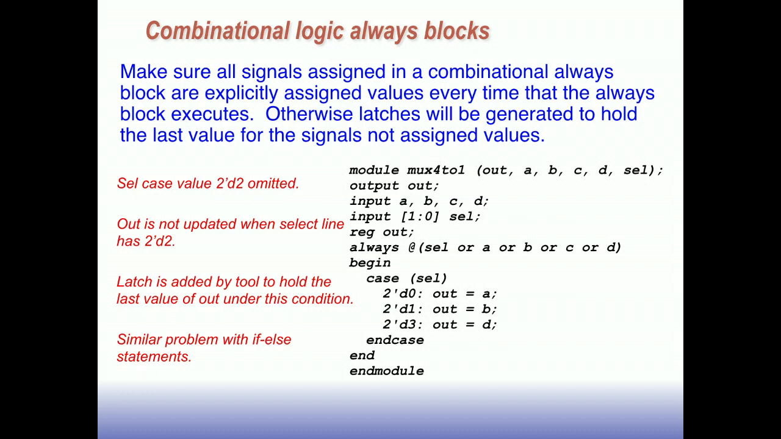And this will probably happen to you at some point. If you're taking the FPGA or even the ASIC lab, maybe the tools will report to you something about latches being generated. And it probably has to do with this. And it can happen with if-then-else too. So if there's ever a condition where not everything is fully specified, the tool will assume you don't want to change anything and just keep, in this case, the out signal at its previous value.